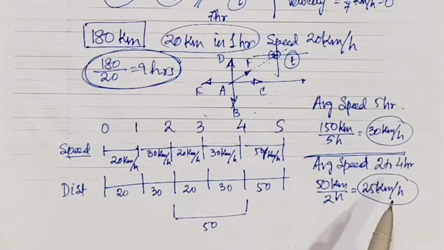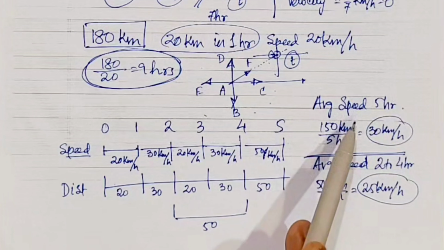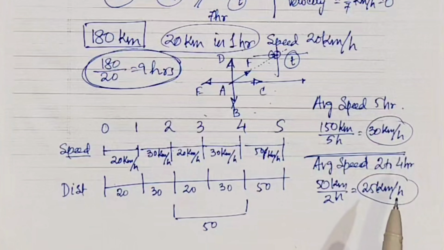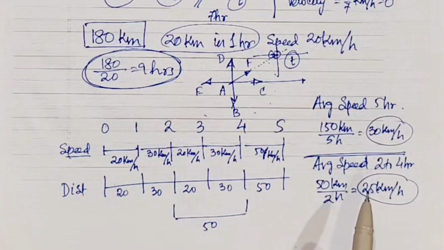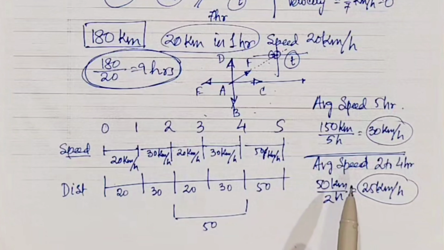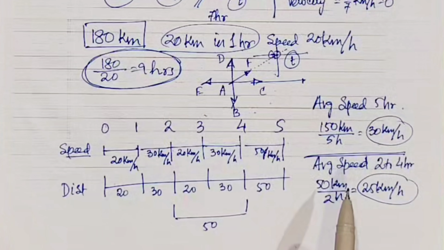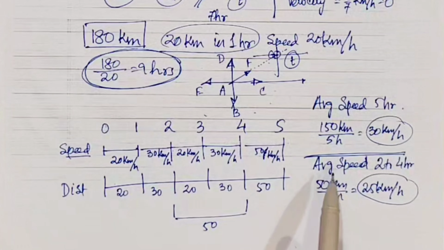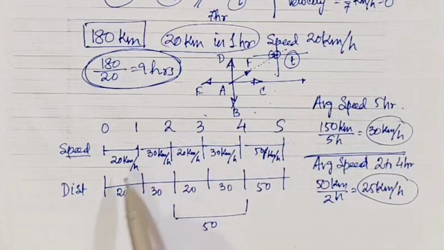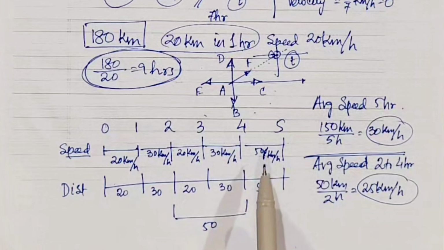Unless specified, average speed is always from the beginning to the end of the journey. I'll repeat, unless specified. If the question does not specify the average speed between so and so points or between so and so time, if it does not simply ask what is the average speed of the vehicle, then it is pointing towards the average speed during the entire journey. So this entire 5 hours time period.